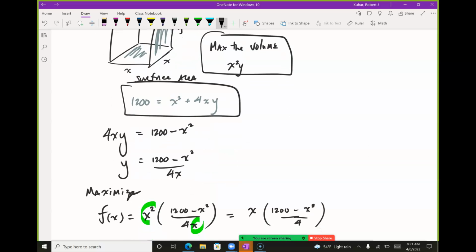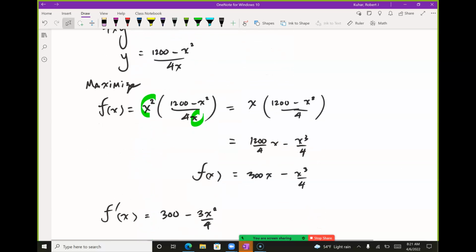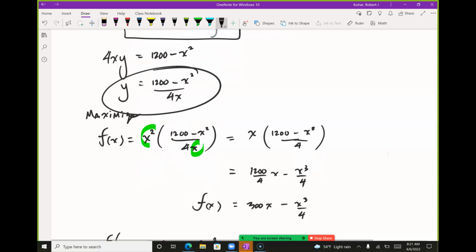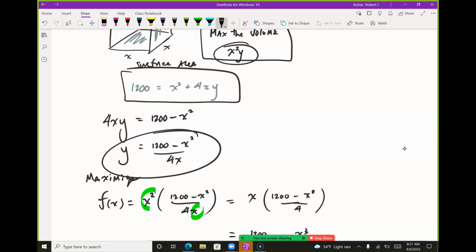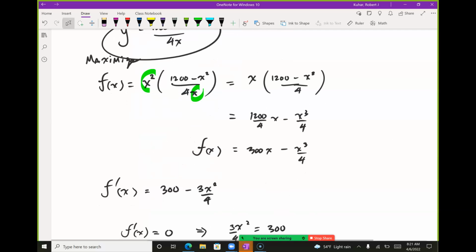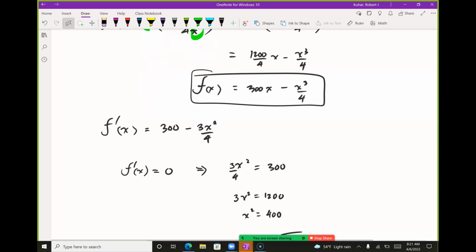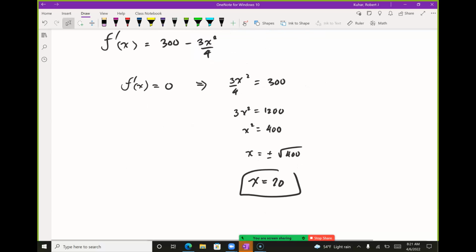So don't bother writing, trying to catch up. Just take a look at what we did. We took our surface area, solved for y, plugged it into the expression in x and y to get a function of x. And I simplified the function as much as I could. There's my function. And then found the critical value. Now, I found that x is 20 centimeters, right? Because I know we're talking about centimeters squared for surface area. So anytime I'm talking about one dimension, it's centimeters.